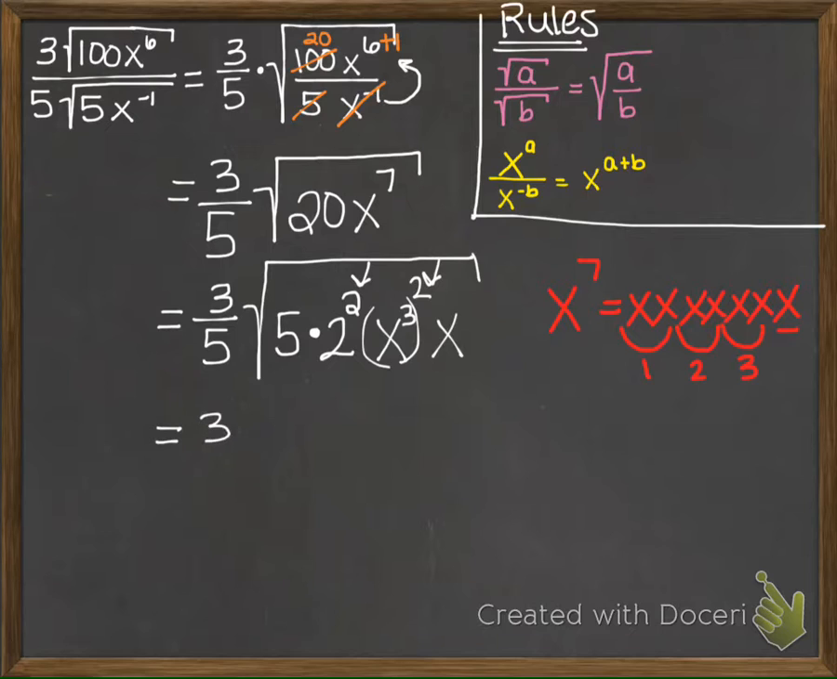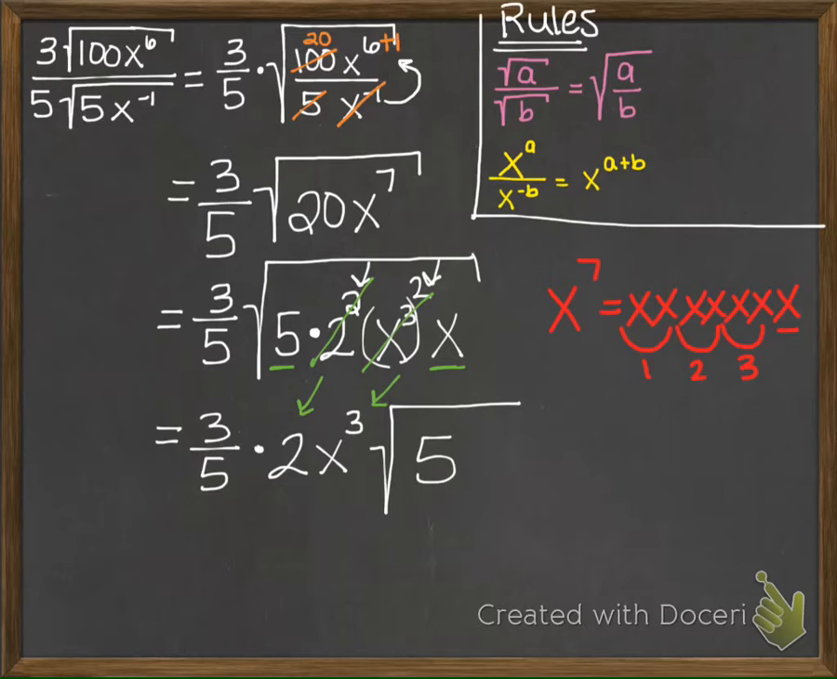So this is 3 over 5 times 2x cubed times the square root of what was left over inside my square root. So this is now gone, and this is now gone. They've been rewritten here and here. So what's left over is 5 and x. So I have times 5x. Now I just need to deal with the math on the outside here.